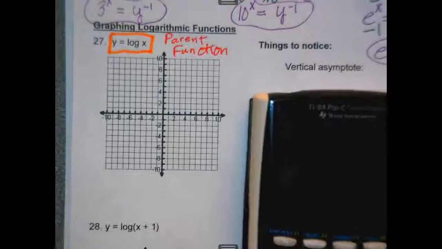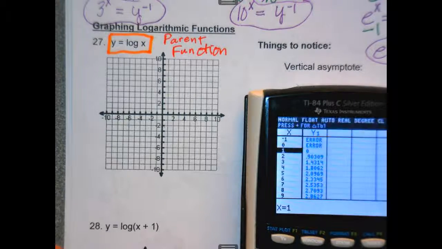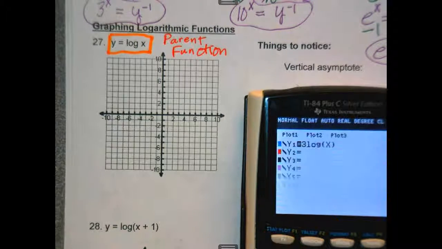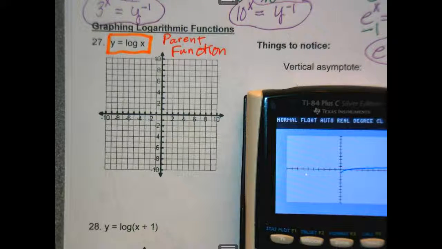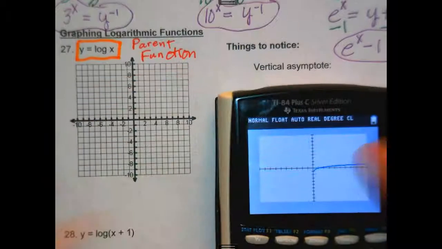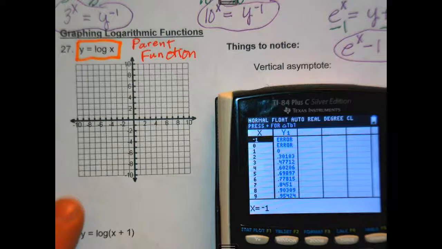All right, let's plug this into our calculator and see what we get. y equals log of x. Okay, graph, and there's our parent function for the graph. So let's go ahead and graph this. I'm going to go to second graph, bring up some points, and we get a whole bunch of error stuff. So it does exist. We'll talk about it in a minute.